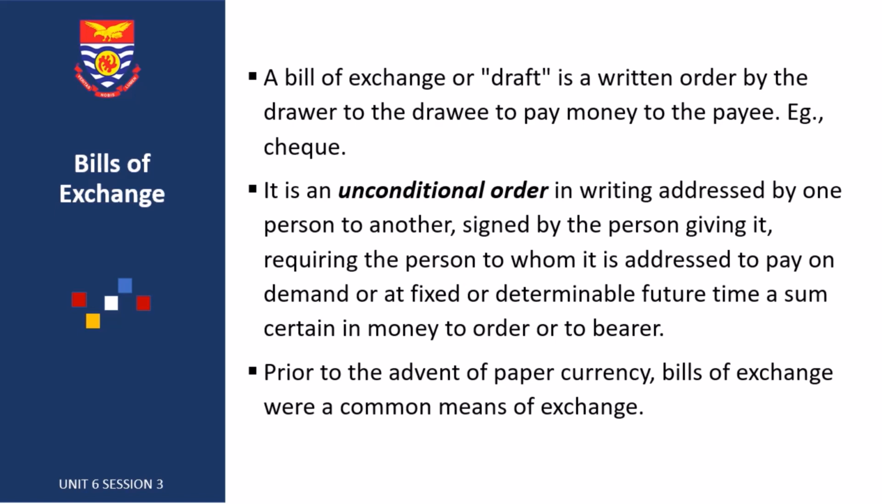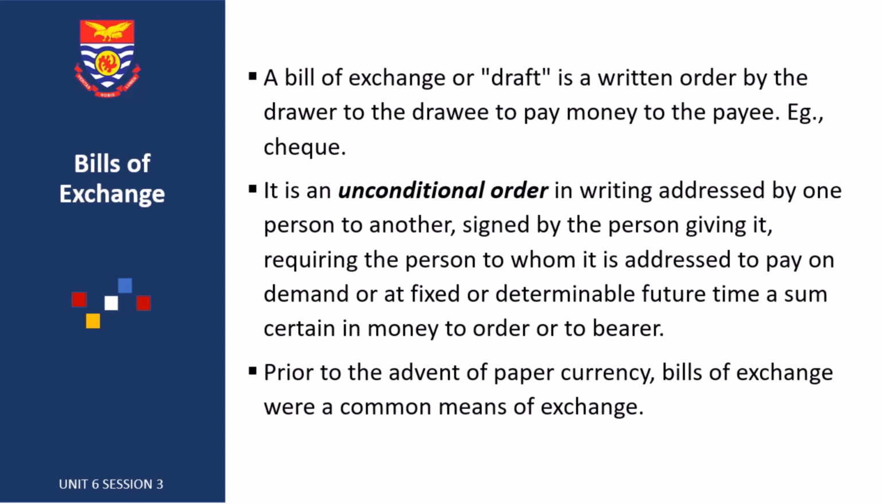It is an unconditional order in writing, addressed by one person to another, signed by the person giving it, requiring the person to whom it is addressed to pay on demand or at fixed or determinable future times a sum certain in money to order or to a bearer. Basically, it is a written order where you say, if this happens, give this amount of money to this person. If goods are delivered at this time, give this money to that person.